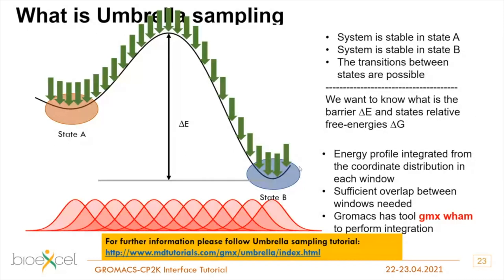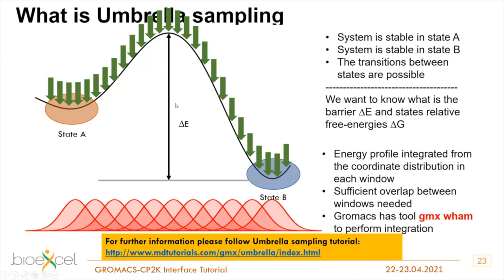The energy profile you can integrate from the coordinate using the GMX wham tool. You just need to gather all pullx.xvg files and TPR files for each simulation in one directory, and then with the GMX wham tool you can integrate the whole profile. That's what we're going to do now. For further information on how to use umbrella sampling in GROMACS, there is a tutorial here. Probably it's the best way for now to study reactions in GROMACS, so it's worth trying and learning how to use it.